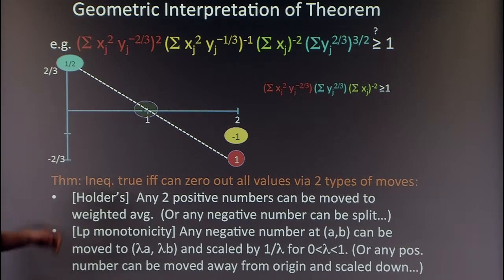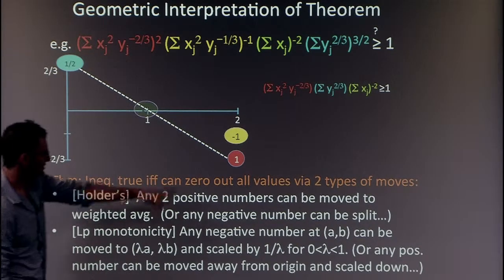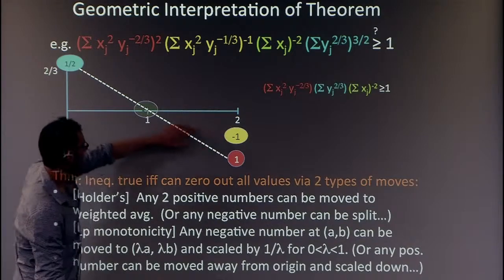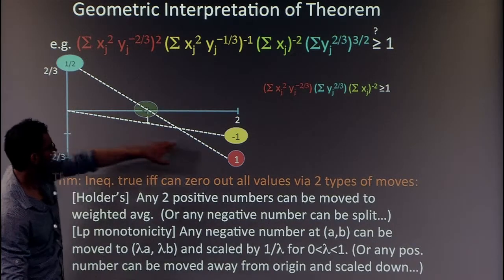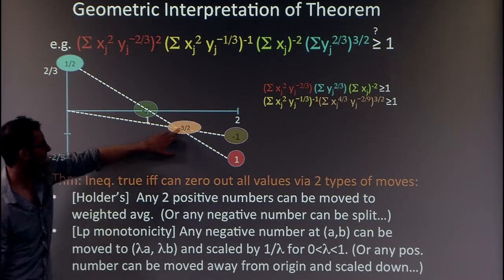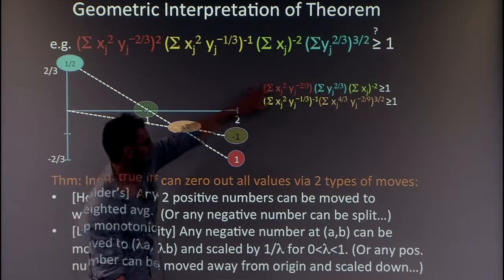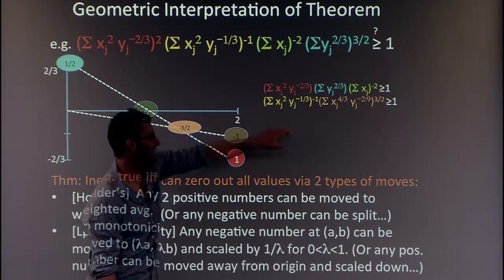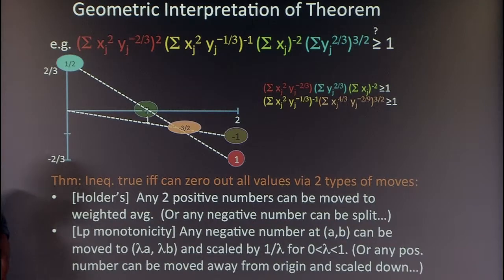We want to make everything disappear. Get rid of the minus. Yeah, so let's get rid of this. Namely, let's slide it on the line towards the origin and scale up its mass. Okay, so this is a Holder inequality, this is the LP monotonicity thing corresponding to these moves.